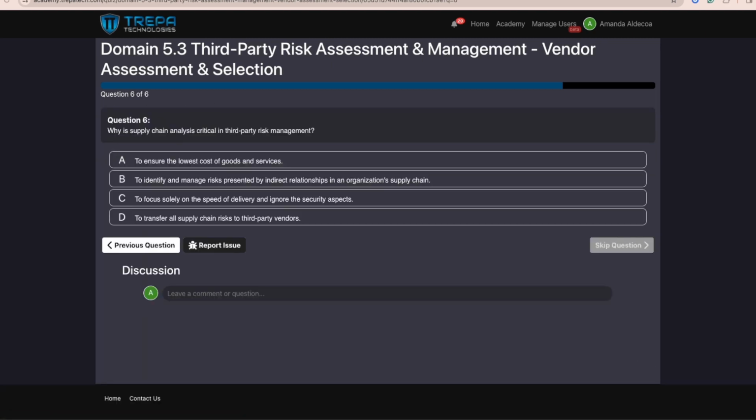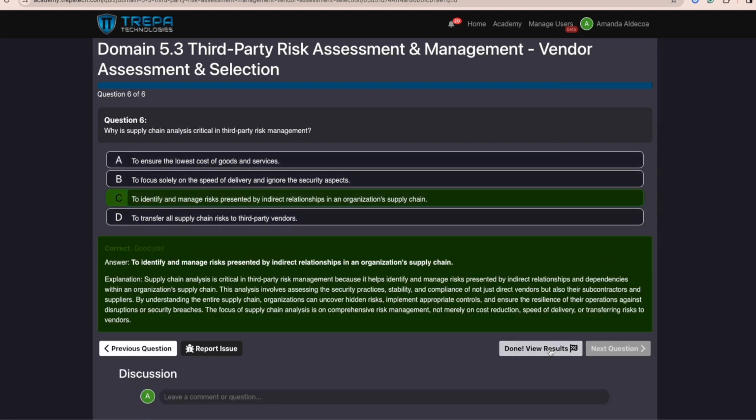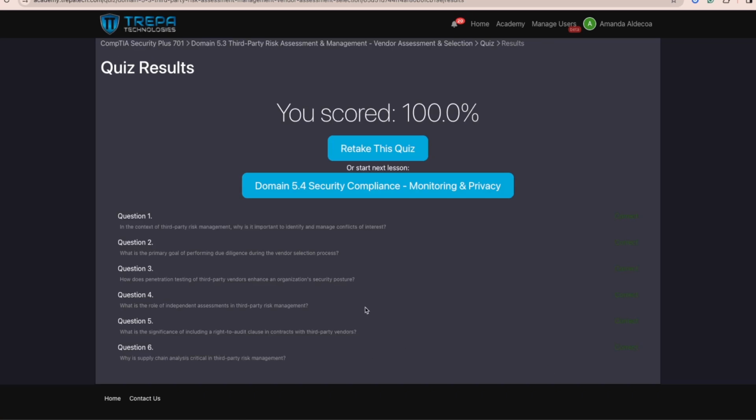Last question, question 6. Why is supply chain analysis critical in third-party risk management? We're going to go with C, to identify and manage risks presented by indirect relationships in an organization's supply chain. And all right, we got 100%.